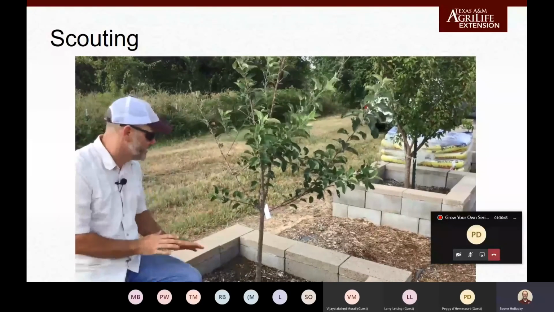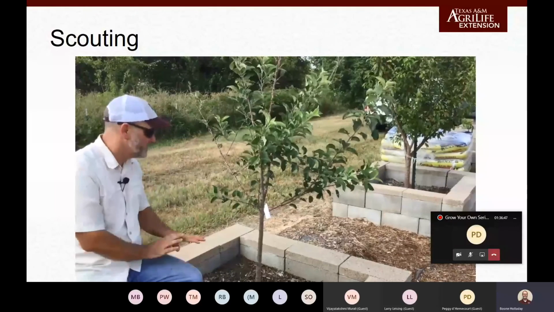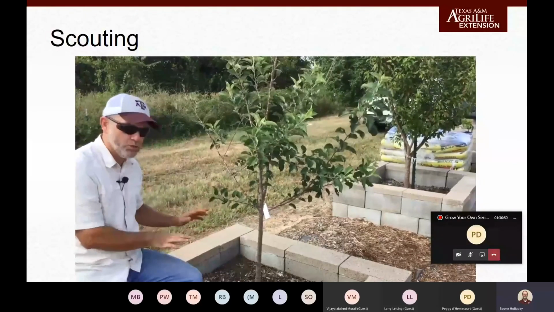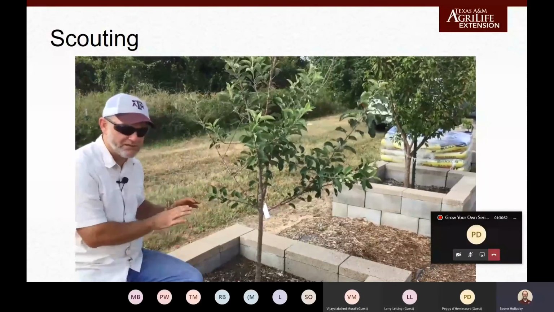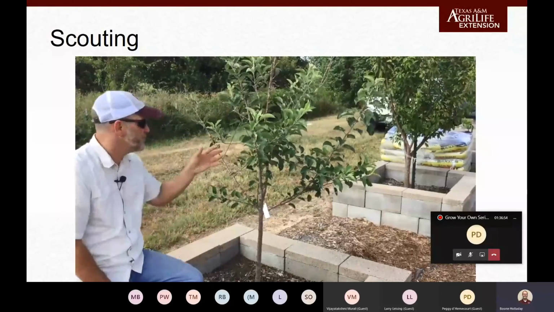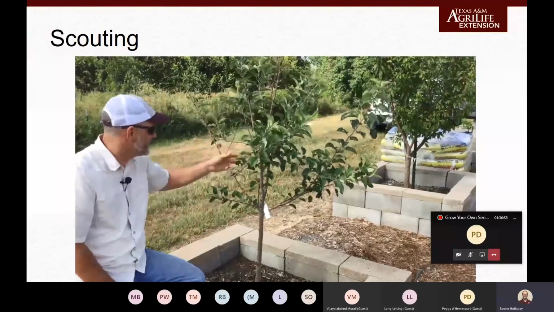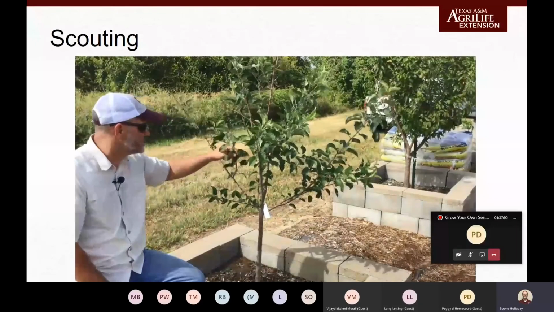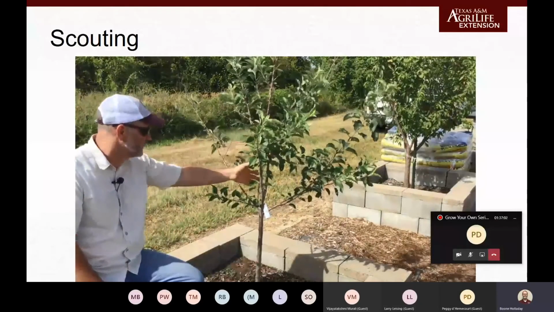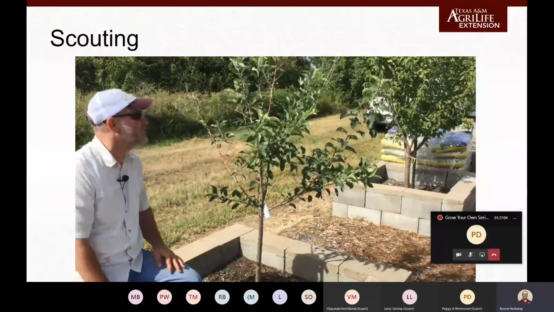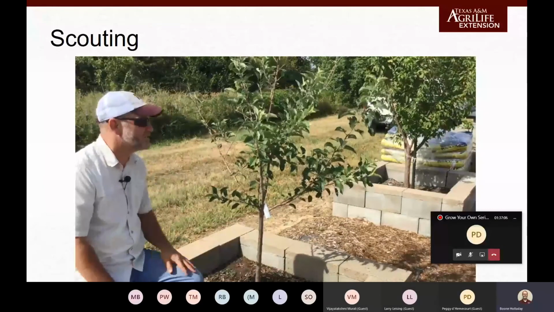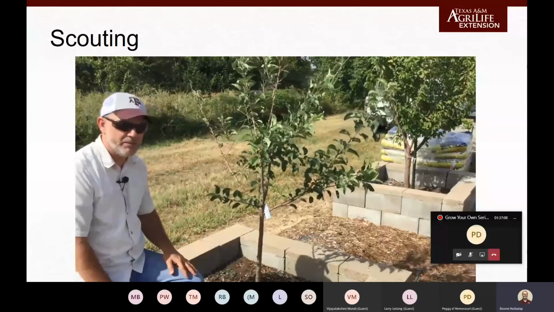So in this case, for this apple, just keep it healthy, keep the soil good, keep the water right, keep the fertilization correct, keep it pruned properly. Some of these branches, these cross branches, could probably be cut out of here to allow more sunlight and airflow down into the canopy. But as far as the insect pressure, we're going to let Mother Nature do the job on this one.